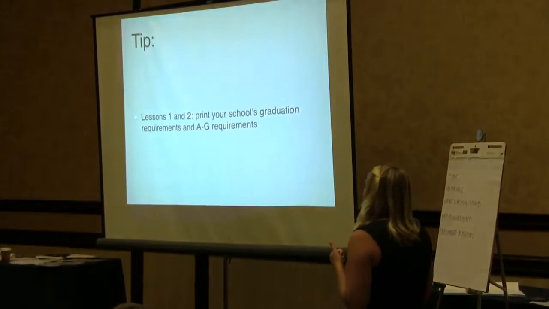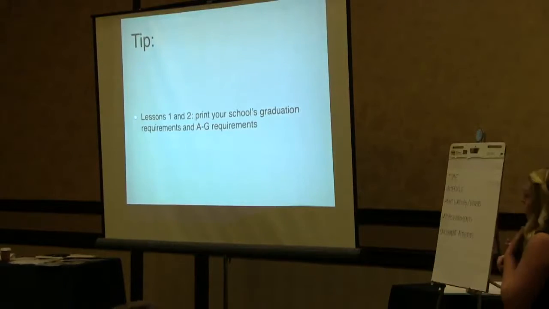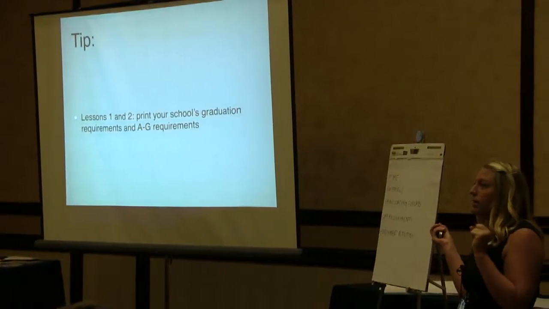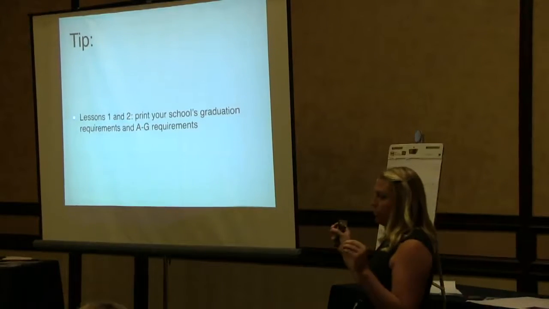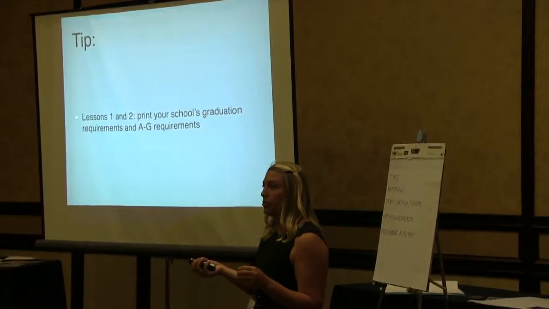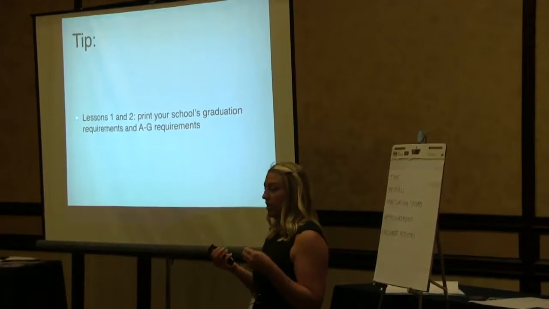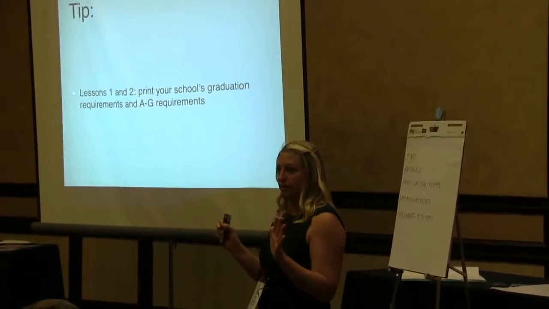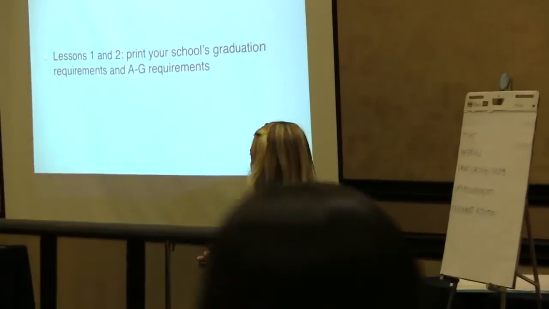Some teaching tips: print out your school's graduation requirements and the A through G requirements. That's for the state of California. The state of California refers to the A through G requirements. Those are the requirements needed by our high school graduates to get into a 4-year university straight out of high school. I don't know if you're from out of state, they might be called something different, but in the state of California, they're called the A through G requirements.